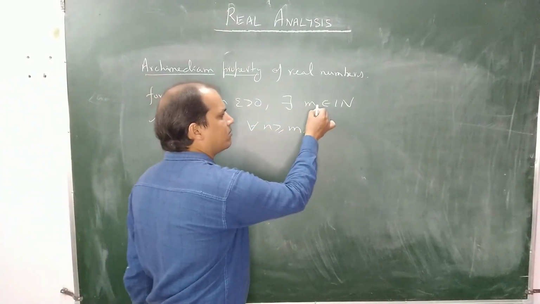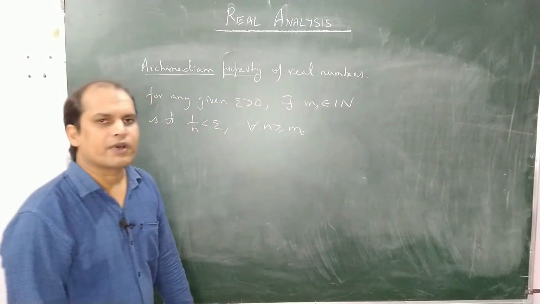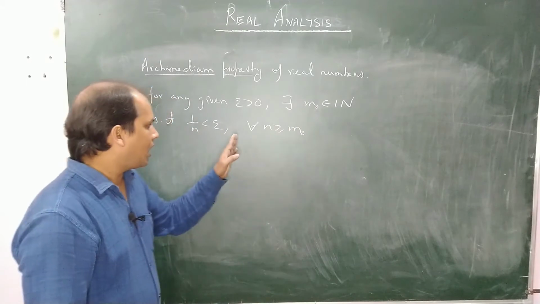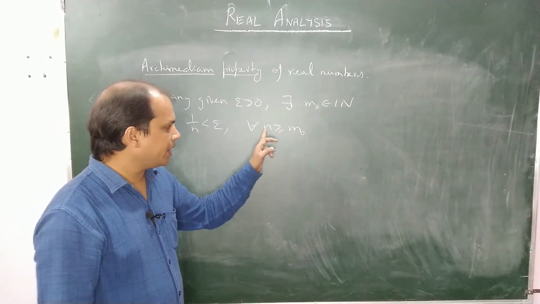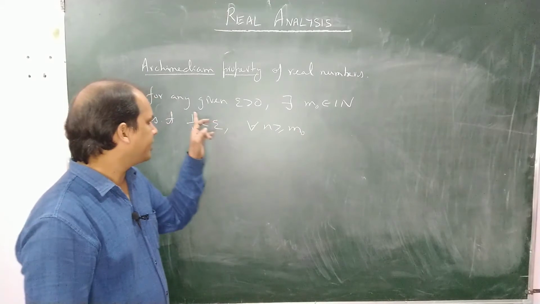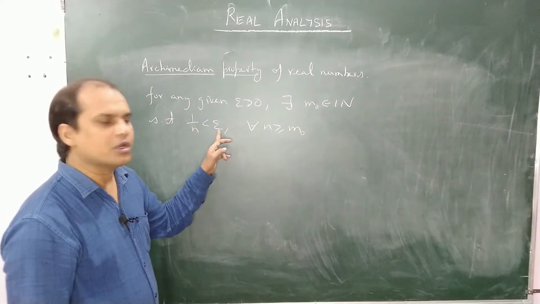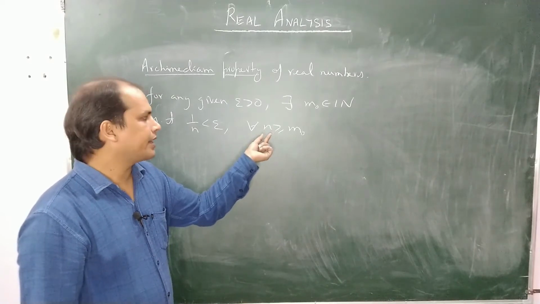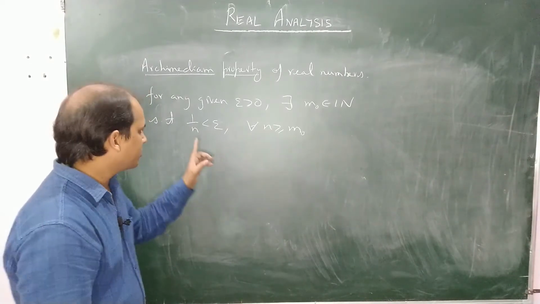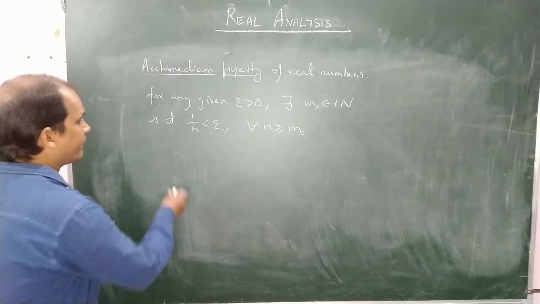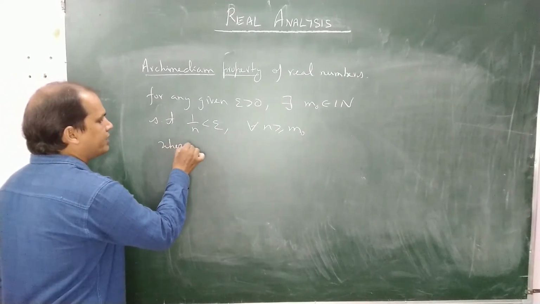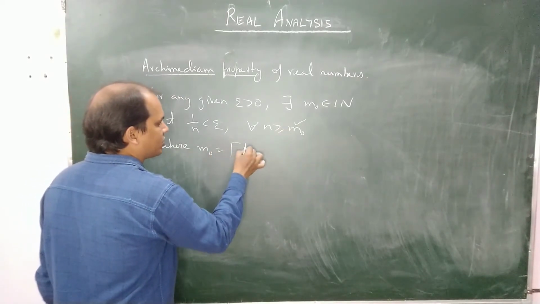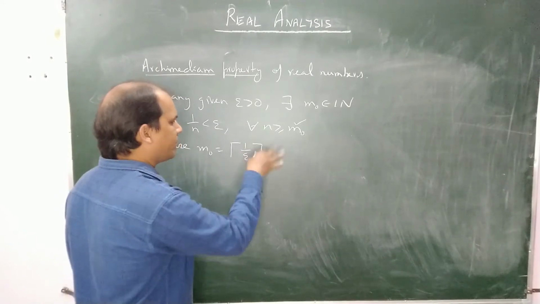Let me denote it by m naught. One can always find at least one m naught such that for all n greater than or equal to that m naught, 1 by n will always be less than epsilon. So how many choices do we have for m? Infinite. We have infinite choices for this m. So now the question is how to find this m naught. This m naught is basically the ceiling function of 1 by epsilon, just to make it an integer.